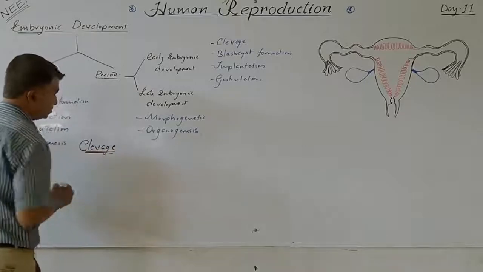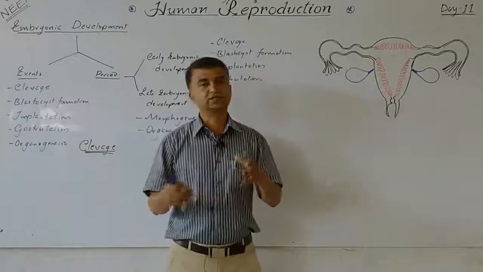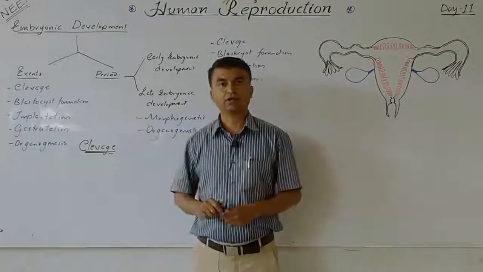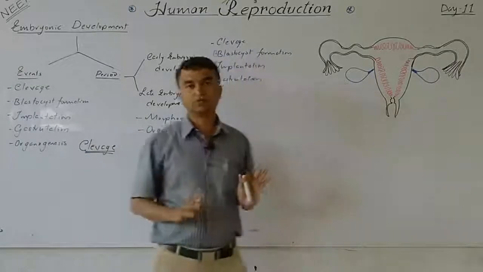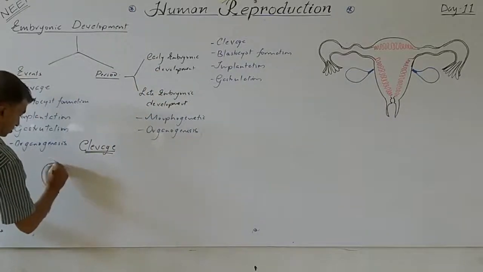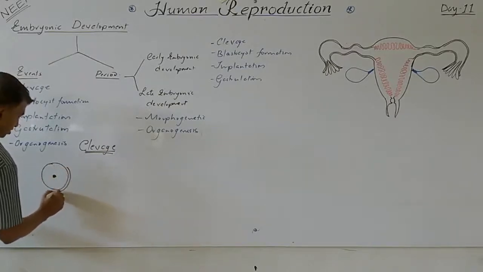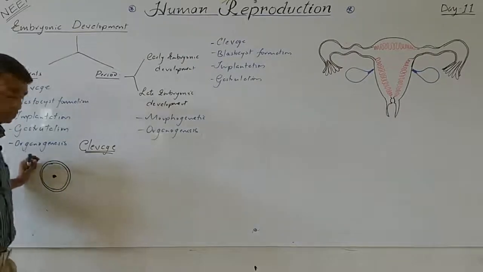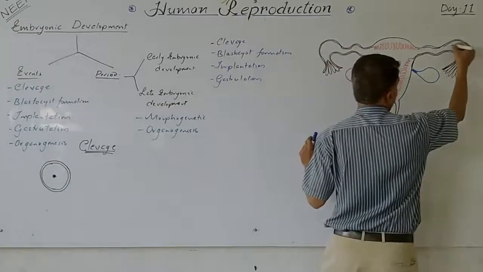So once the zygote forms, means after fertilization, a diploid zygote is formed, which contains 46 chromosomes. It is the same mitotic division only, but it is specifically called cleavage. Clear? So it is a mitotic division only, and it is called cleavage. Now this is a zygote which contains diploid chromosomes and it is covered with a zona pellucida. Still the zona pellucida is present.